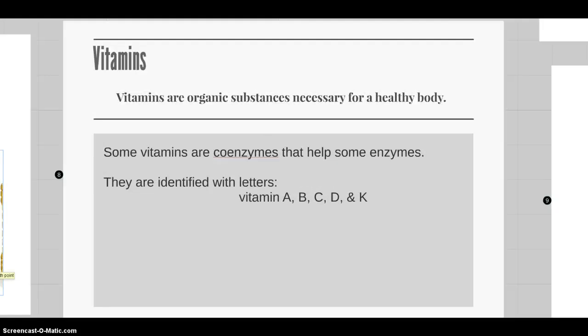Vitamins. Vitamins are organic substances necessary for a healthy body. Vitamins are basically coenzymes, and you need coenzymes to work with some enzymes. How do you know that something is a vitamin? Well, it usually is represented with a letter, like B vitamins, vitamin B12, C, D, K, A. Anytime you see a letter, you know it's a vitamin.